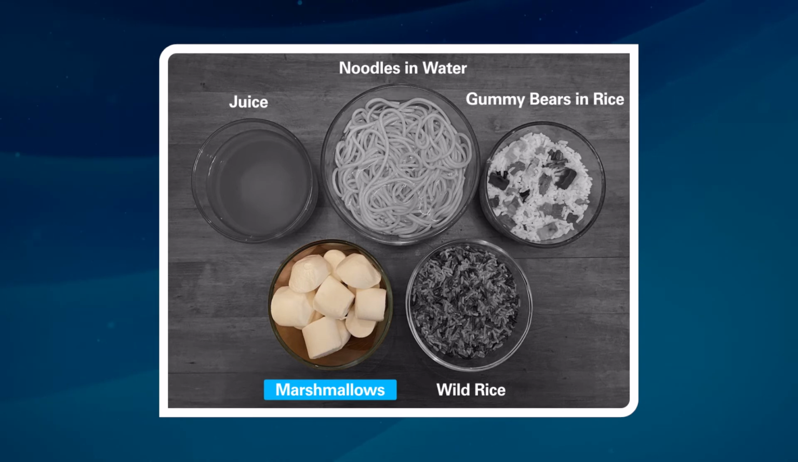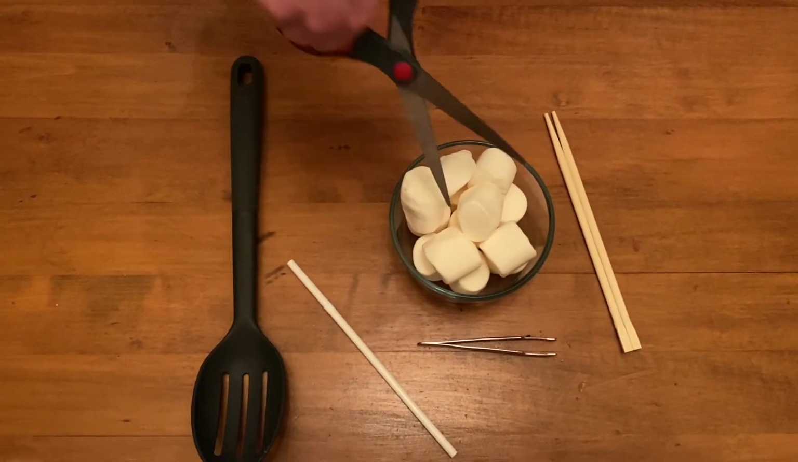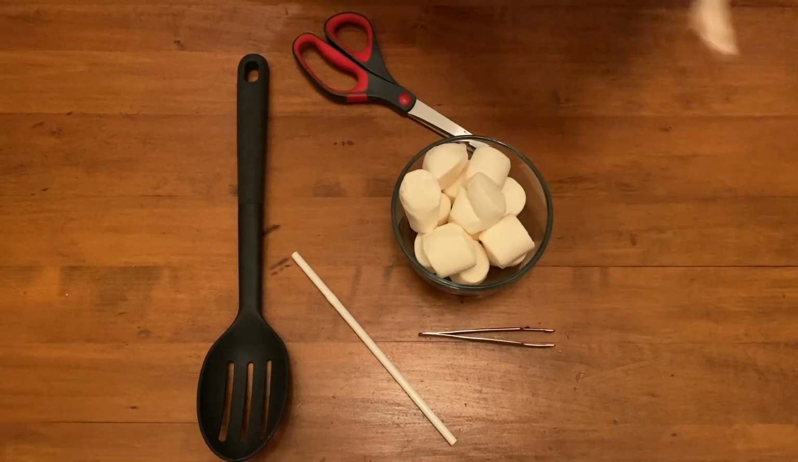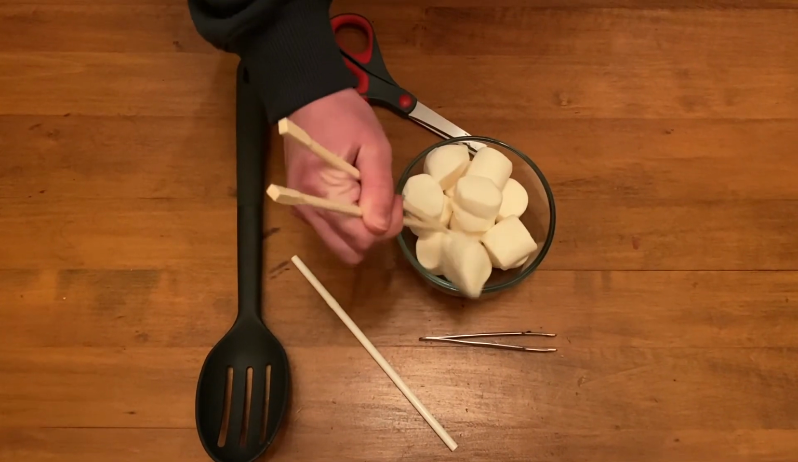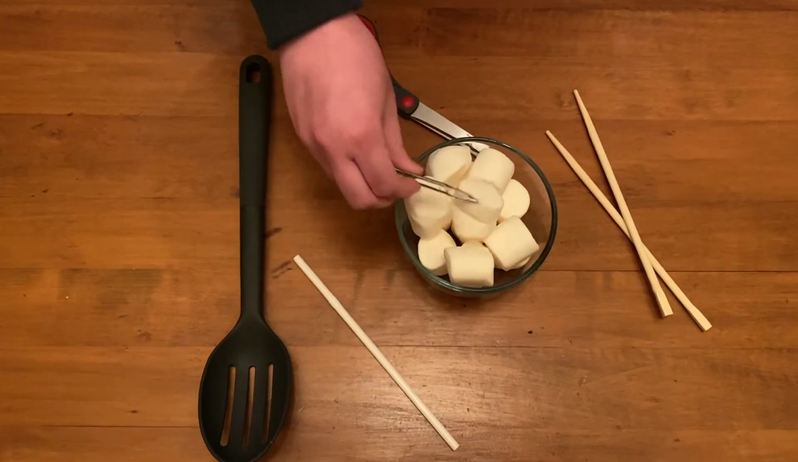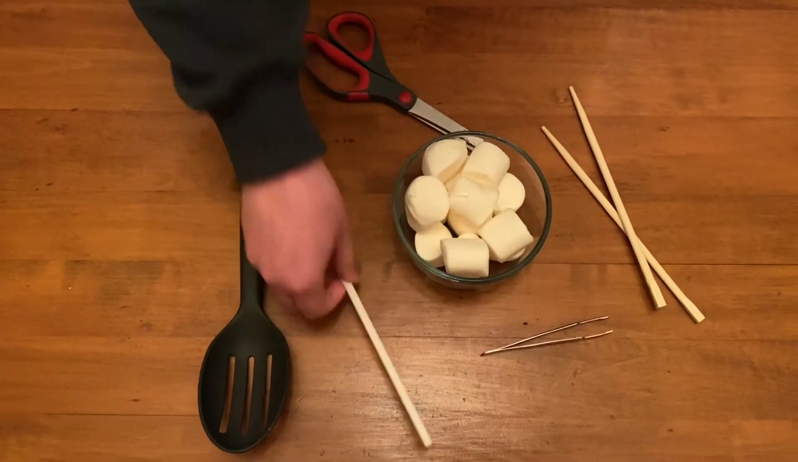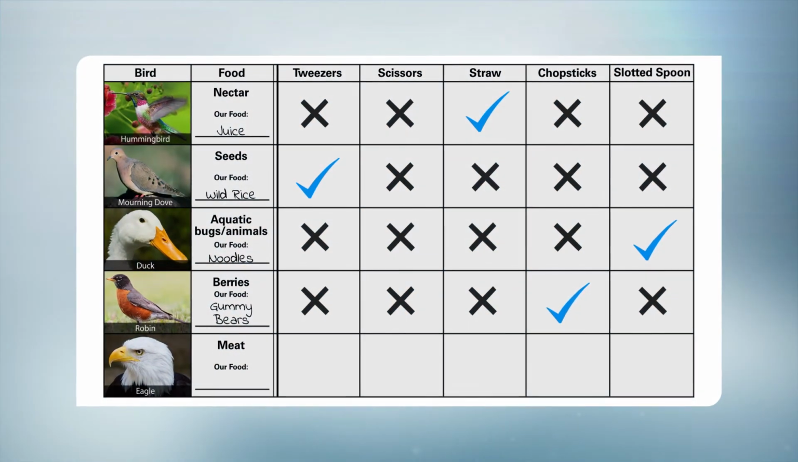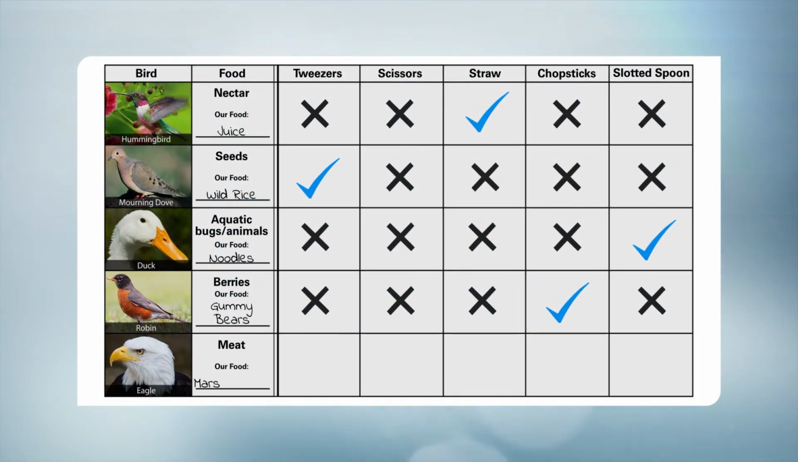Let's finish the activity by testing with the materials we have left to make sure. The scissors are able to cut and shred just like the beak of the eagle when finding its food. Missy tests the chopsticks, tweezers, slotted spoon, and the straw to confirm they do not work well to pick up the marshmallows. Record your findings for the eagle by filling in marshmallows for the food and placing a check for scissors and X's in the rest of the boxes.